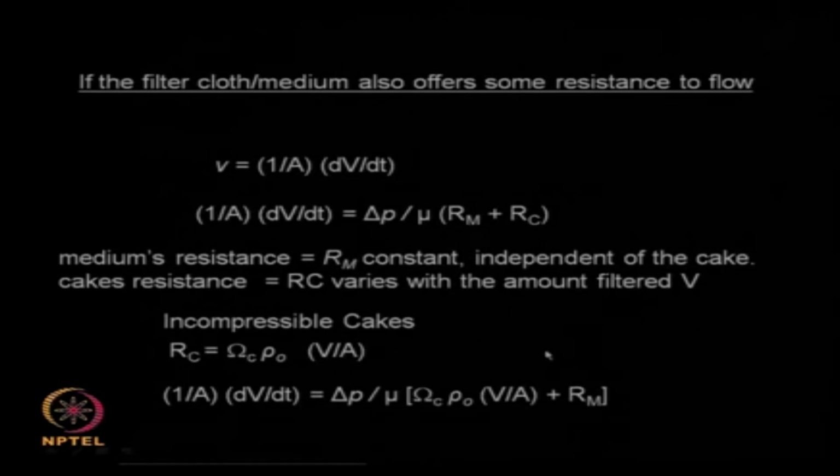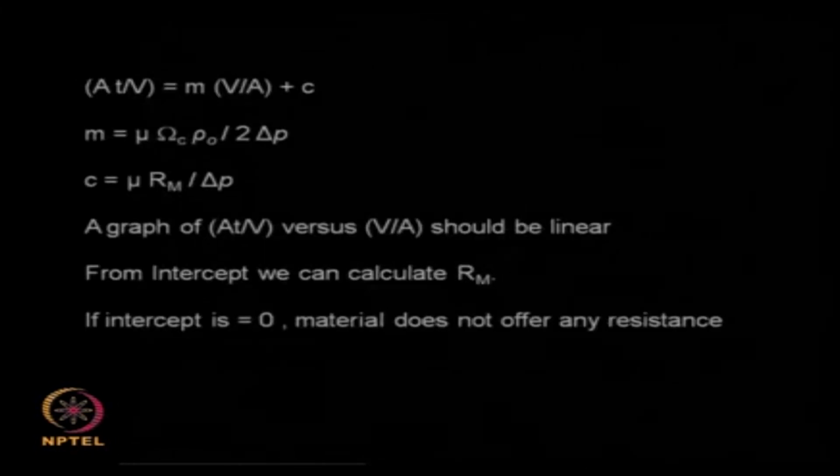So what you can do now is integrate this equation and get a slightly different relationship between time, volumetric flow rate, and resistance offered by the medium. By doing that, we end up with a relationship like this: A is the area, T is the total time required to filter a slurry of volume V, multiplied by M V by A plus C. M is given like this and C is given like this.